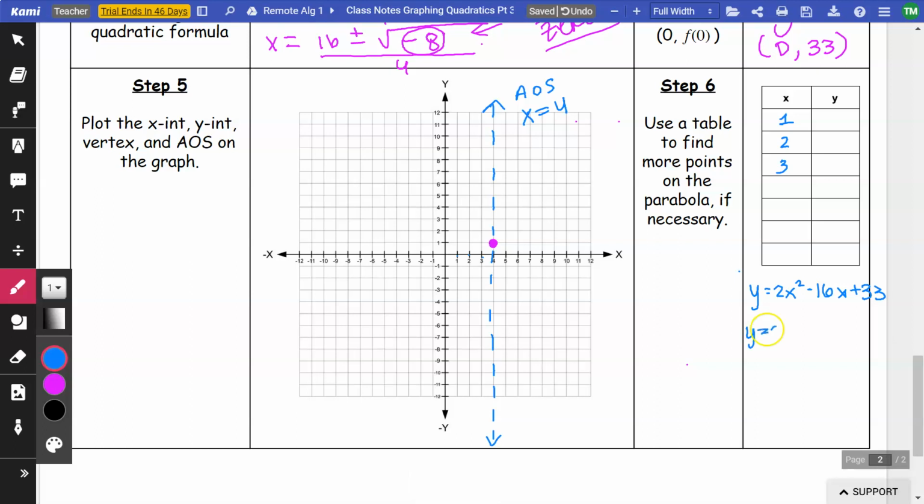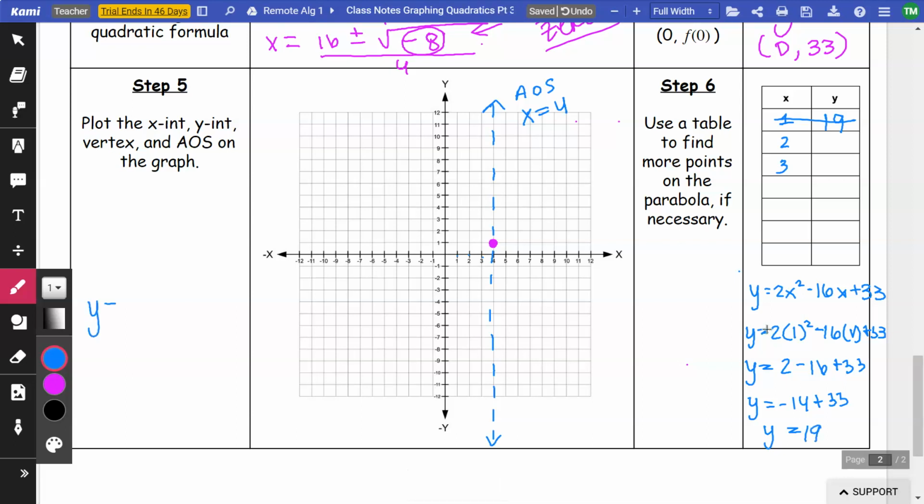So y is equal to 2 times 1 squared minus 16 times 1 plus 33. So y is equal to 2, 1 squared is 1, times 2 is 2, minus 16 plus 33. So y is equal to negative 14 plus 33. So y would be equal to, what is 33 minus 14? 19. And if we plotted (1, 19), again, that's way up high off our graph, so we don't actually need to worry about plotting that point. Let's do 2.